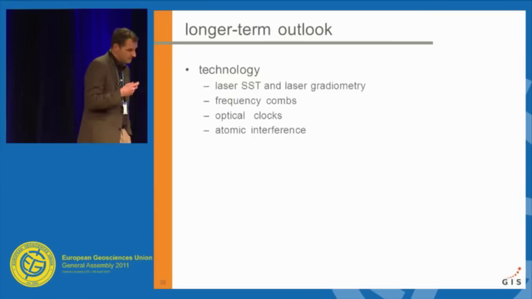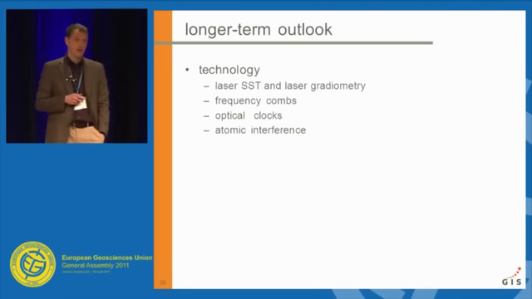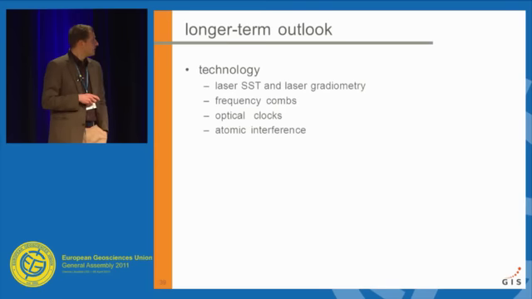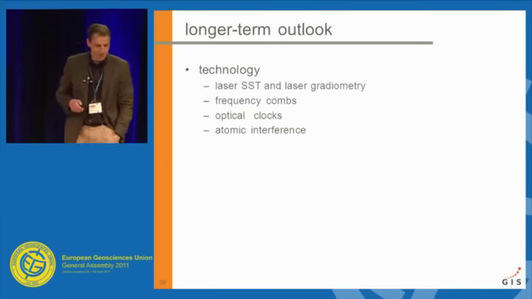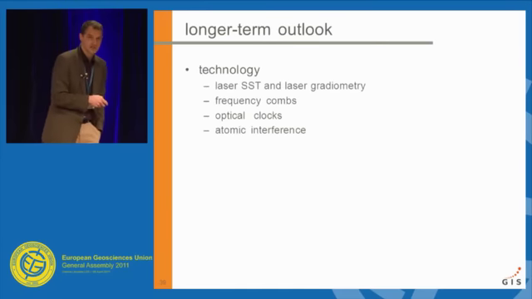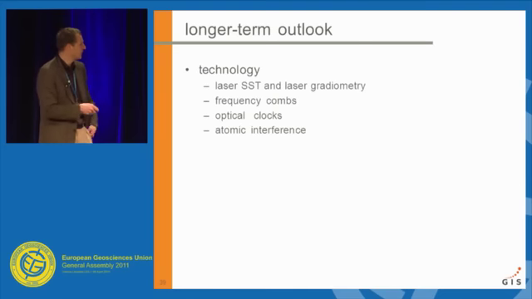On the longer term, we have to move to laser SST, perhaps laser gradiometry. We have to use perhaps frequency combs, optical clocks, and atomic interferometry. And that is, of course, not something for the short term. Before this works, I think 20 years will have passed already. Atomic interferometry is hotly developed right now, but still of no use for gravity missions. There we have to work on that for at least 20, 30 years, perhaps.